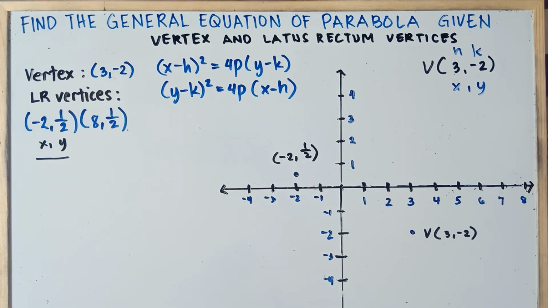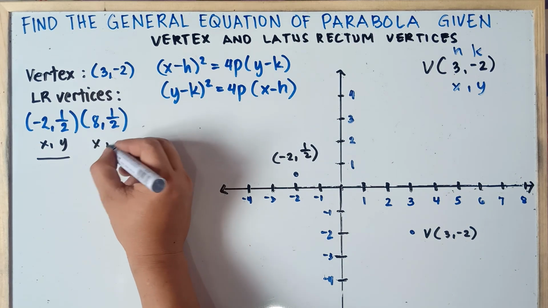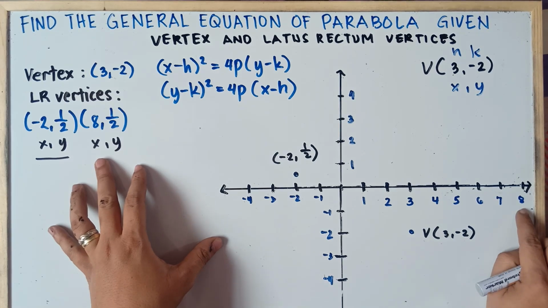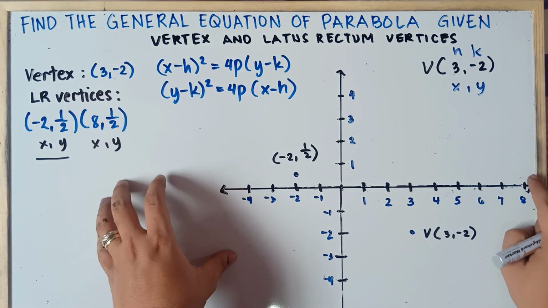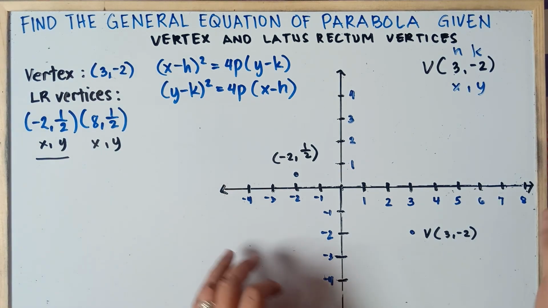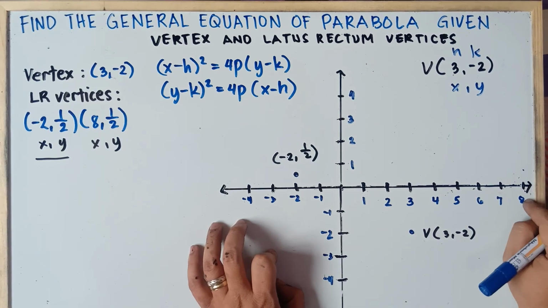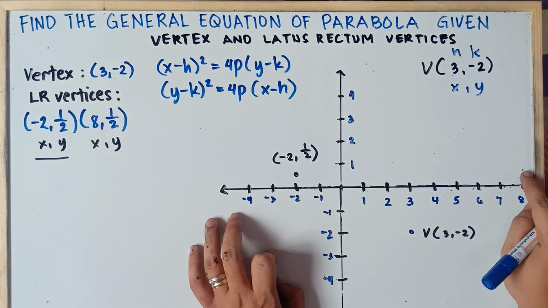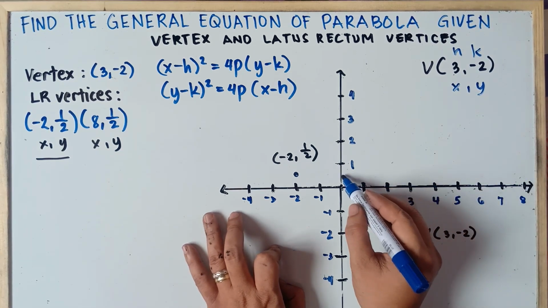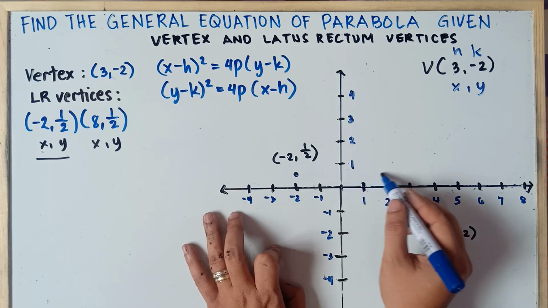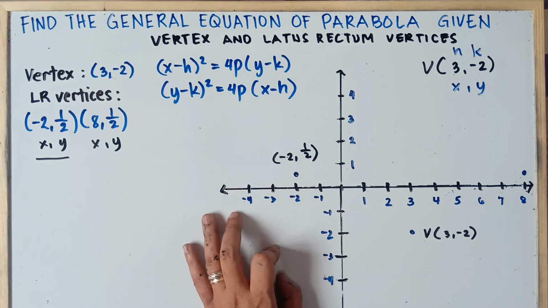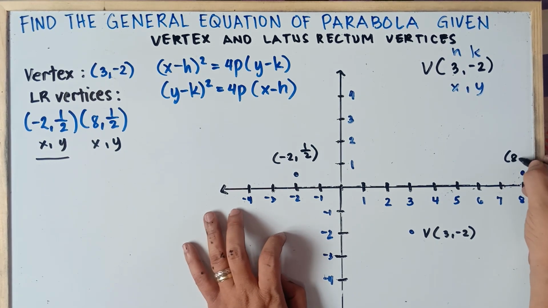Alright, the other one, class, we have x and y. X, comma, y. Positive 8 for x, and then positive 1/2 for y. So this one right here, class, (8, 1/2). Positive 8 for x, and then y is 1/2. You need to do it step by step, class. You need to be careful with this one. So half, this one right here, and then positive 8. Alright, so you label this one, this is positive 8 and 1/2.